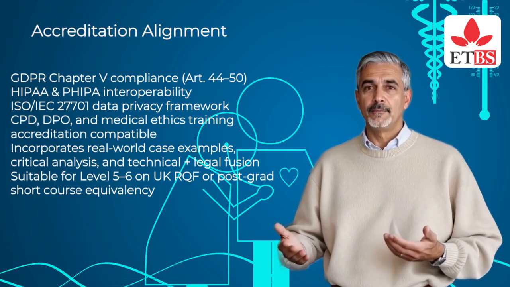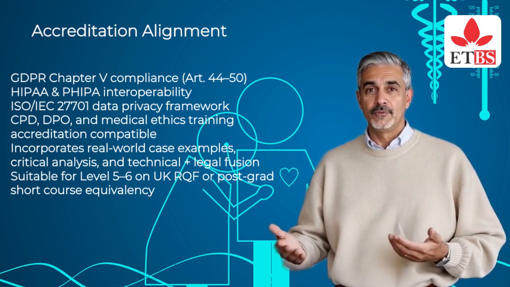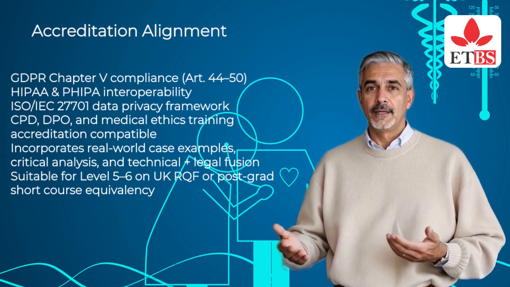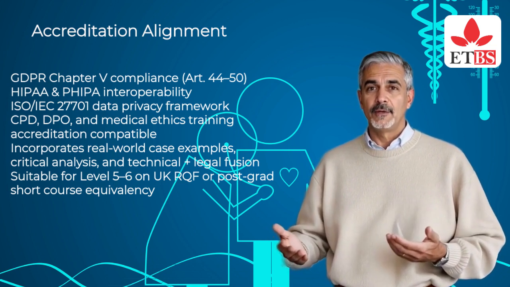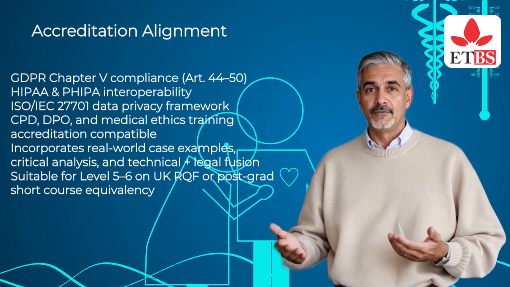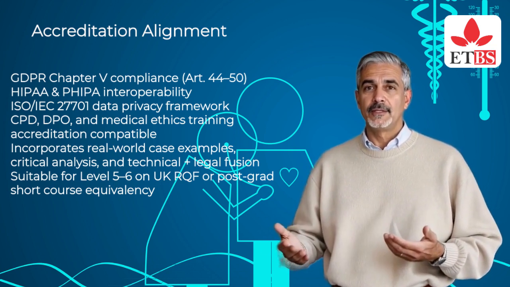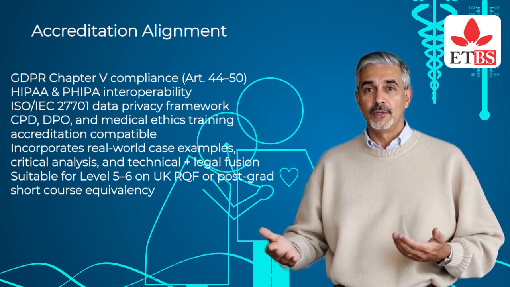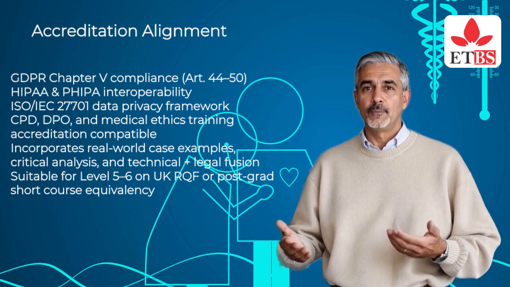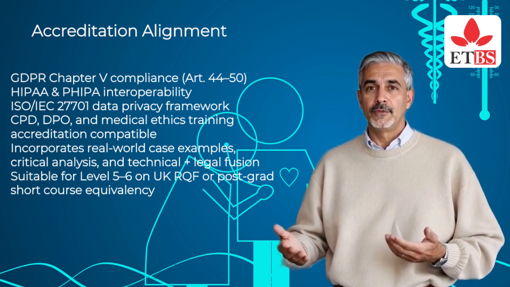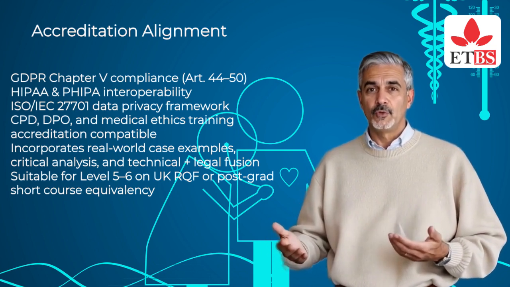Accreditation alignment. GDPR Chapter 5 Compliance, Articles 44 to 50. HIPAA and PHIPA interoperability. ISO/IEC 27701 Data Privacy Framework. CPD, DPO, and Medical Ethics Training Accreditation compatible. Incorporates real-world case examples, critical analysis, and technical plus legal fusion. Suitable for level 5 to 6 on UK RQF or postgrad short course equivalency.